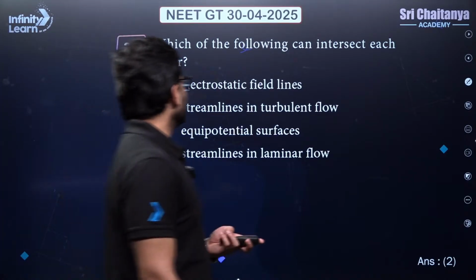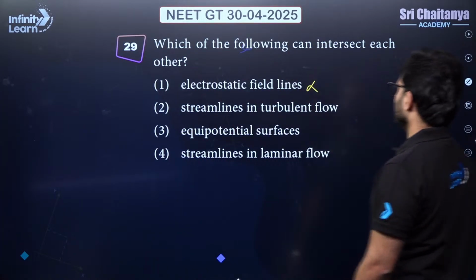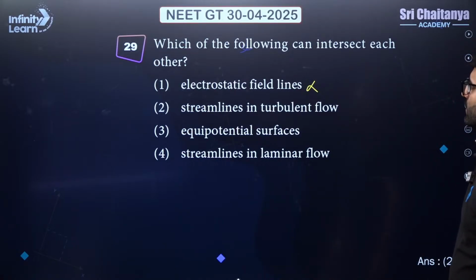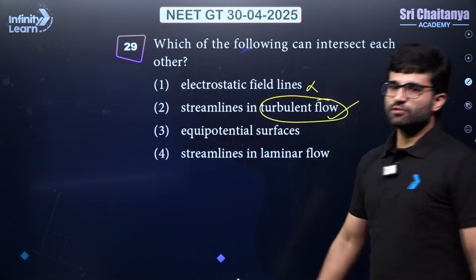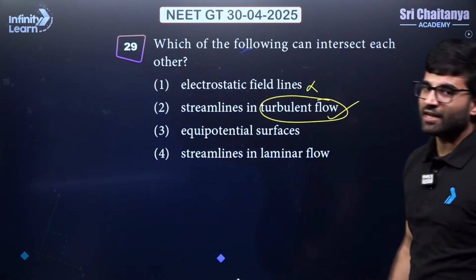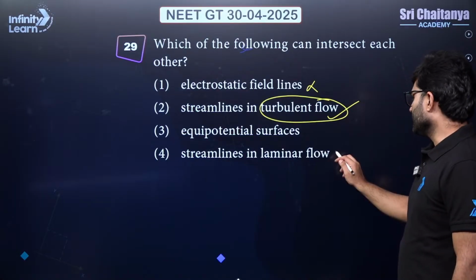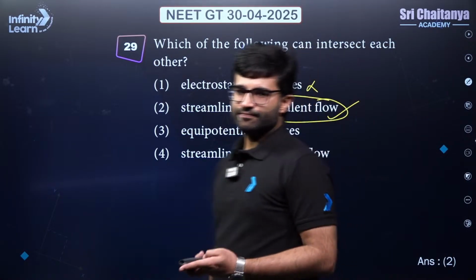Which of the following can intersect each other? Electrostatic field lines, obviously not. They cannot intersect with each other, right? Streamlines in turbulent flow, yes. In turbulent flow there is no structured flow, right? So they can intersect each other, but in laminar flow they cannot, right? So obviously in this they cannot. Equipotential surfaces, again they cannot, right? Clear?